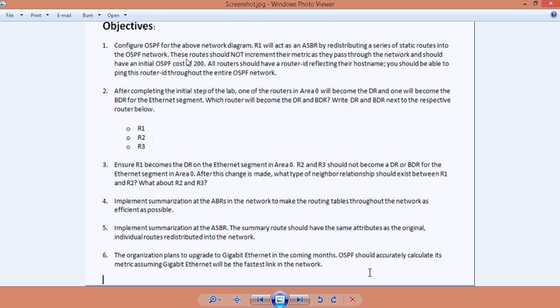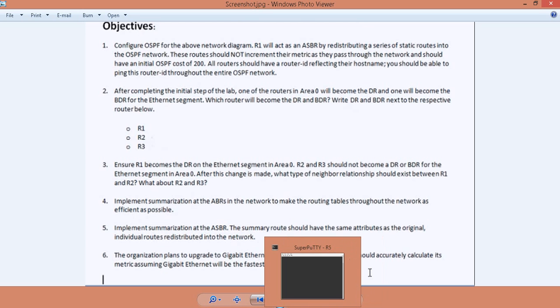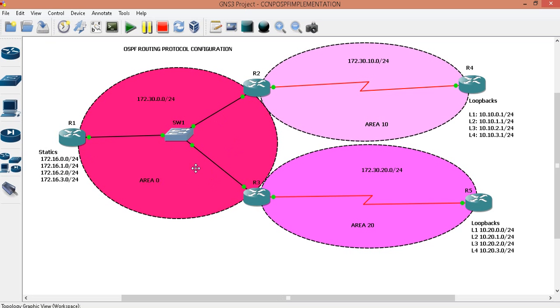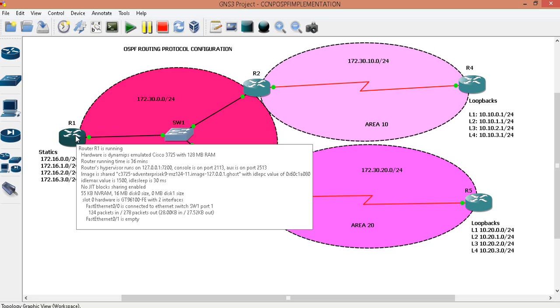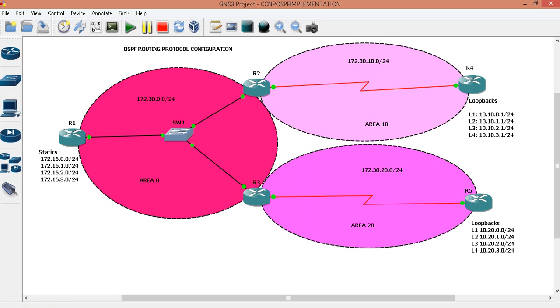We better start with objective 1. We're going to start with router 1 here. These are the static routes: dot 0, dot 1, dot 2, dot 3. Those are the static routes. So I'm going straight to the terminal window and start configuring router 1.